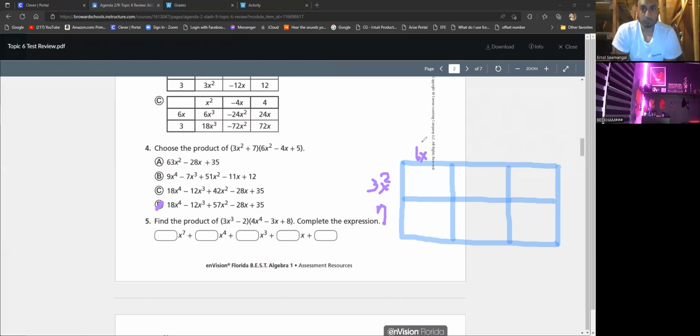6x and 2, negative 4x plus 5. This would be 18x. What's the exponent number first? Good. Negative 12. Yep. Hold on. 2 plus 1. It's 3. Yep. And then this would be 15. Yep.